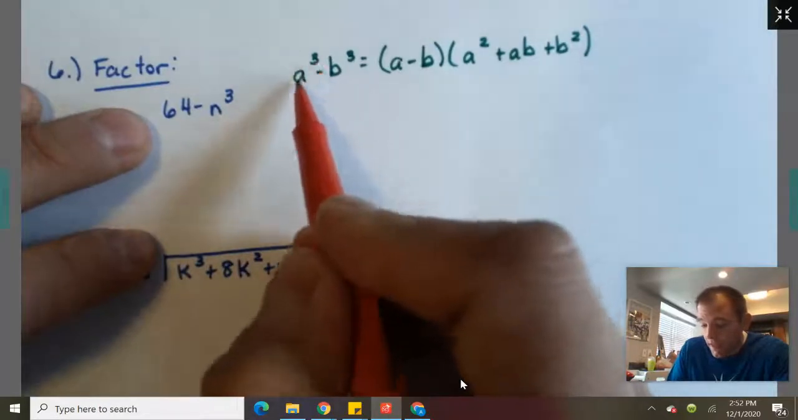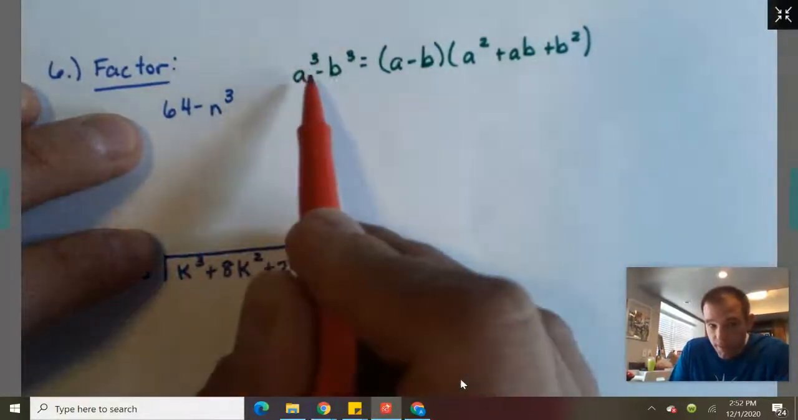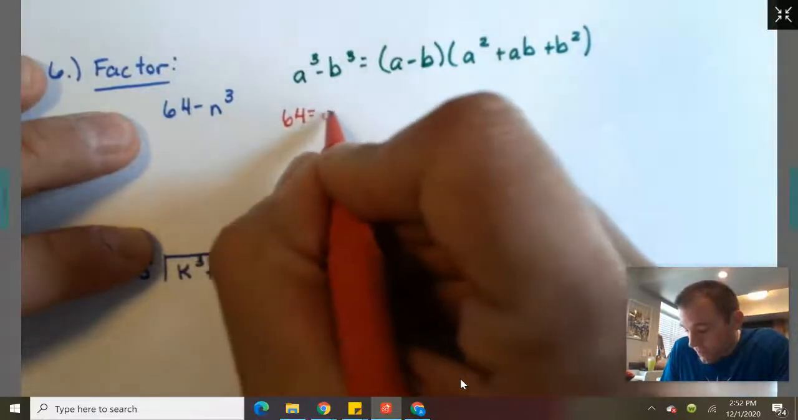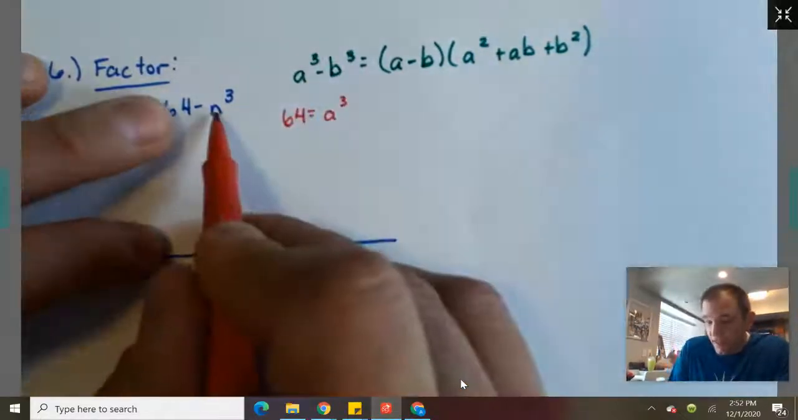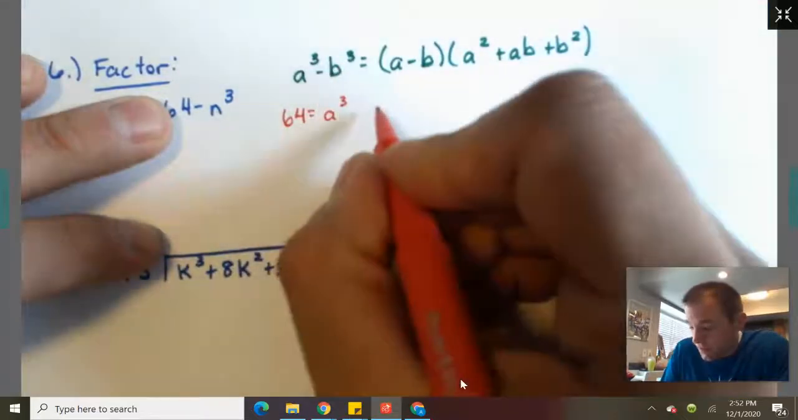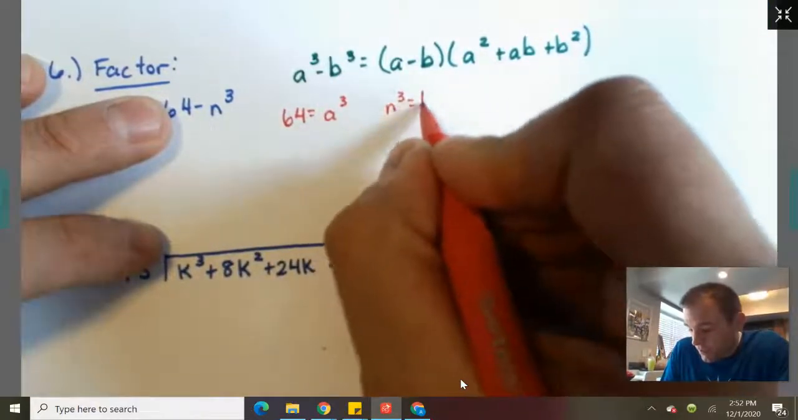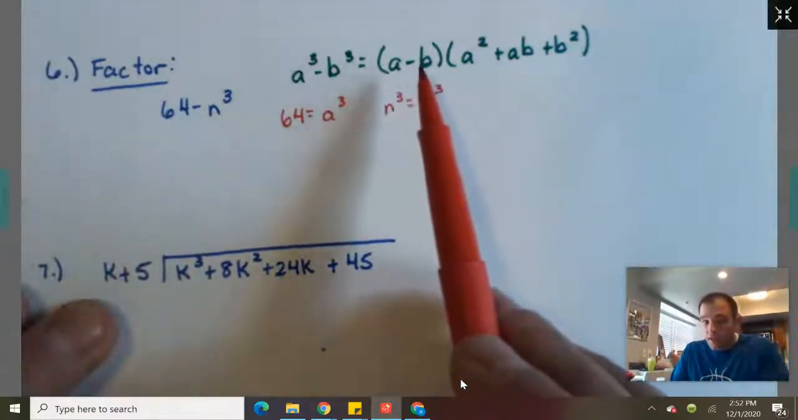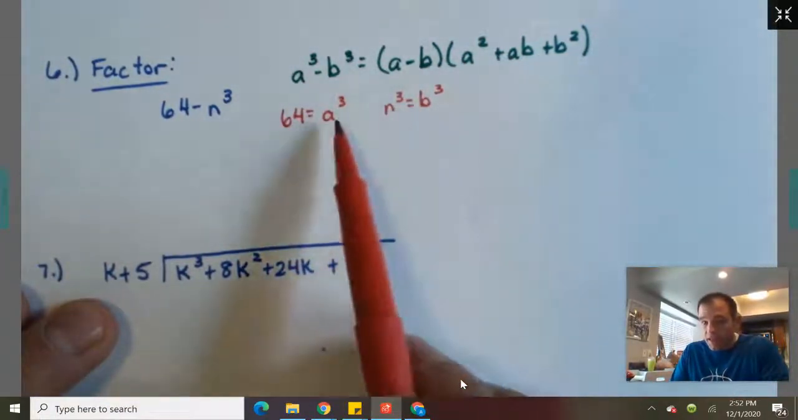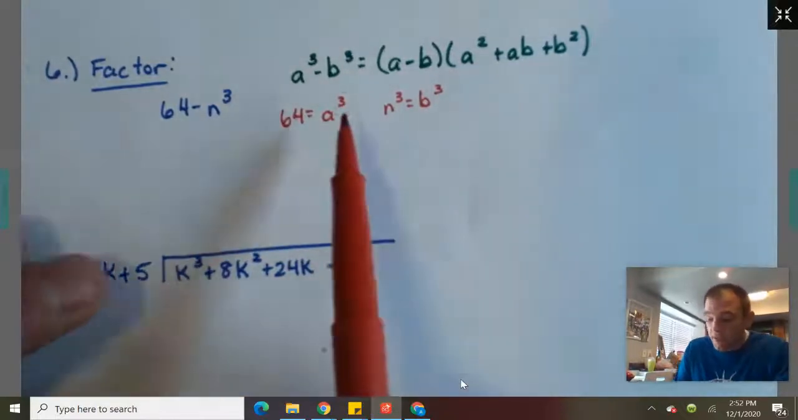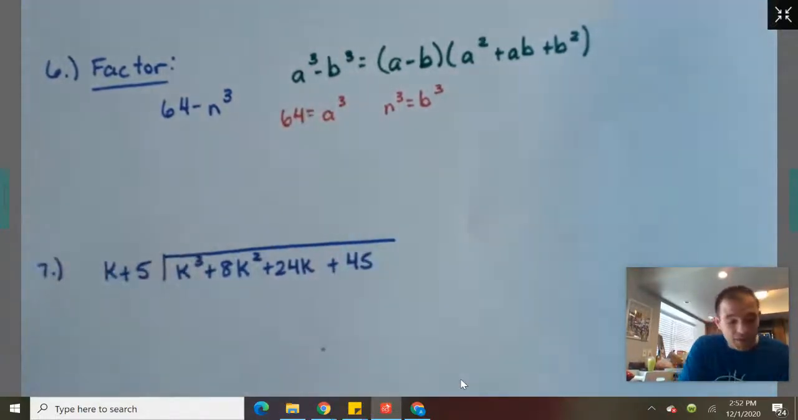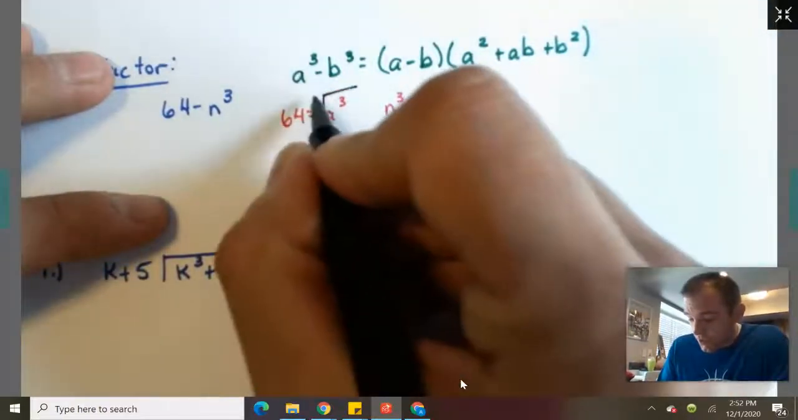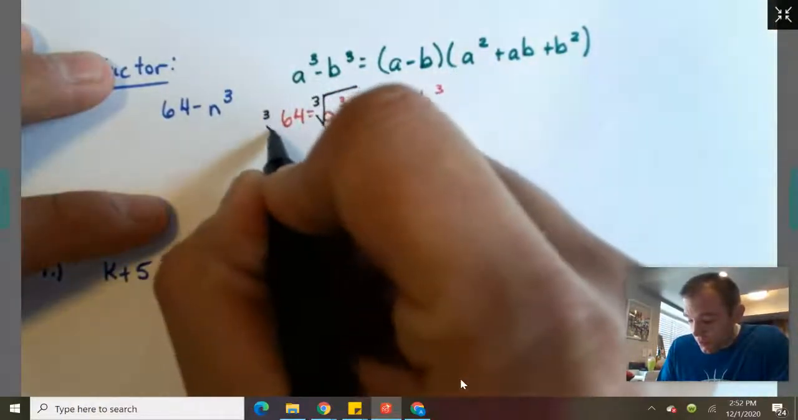All right. And if you look, 64 and a cubed are in the same spot, right? There's a minus in the middle, so a cubed comes first. So 64 equals a cubed, and that means n cubed is where the b cubed is. So n cubed equals b cubed. And then to plug, we need to know what a and b are, right? Not a cubed and b cubed. So I need to get rid of that cube, right? I need to get rid of that exponent of 3. So to do that, I'm going to do what's called the cube root of both sides.